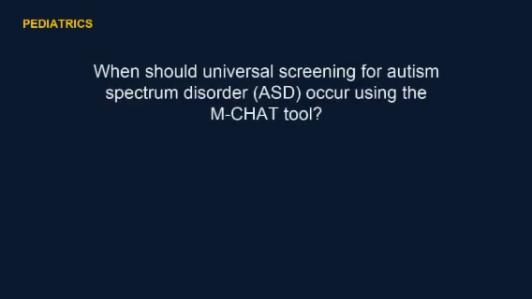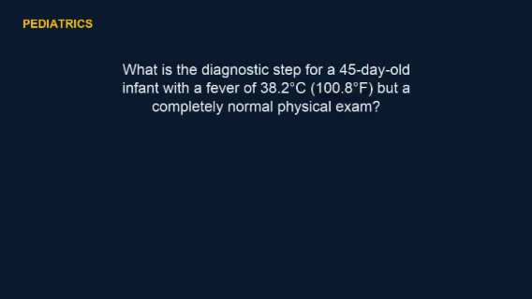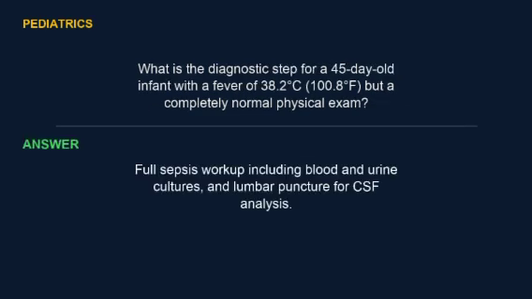When should universal screening for autism spectrum disorder, ASD, occur using the MChat tool? At the 18-month and 24-month well-child visits. What is the diagnostic step for a 45-day-old infant with a fever of 38.2 degrees Celsius, 100.8 degrees Fahrenheit, but a completely normal physical exam? Full sepsis workup including blood and urine cultures, and lumbar puncture for CSF analysis.